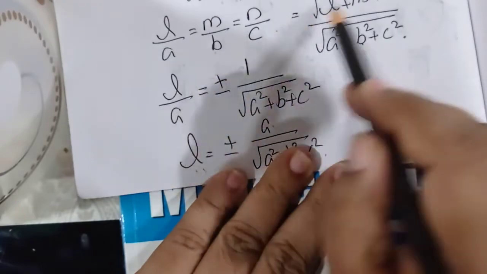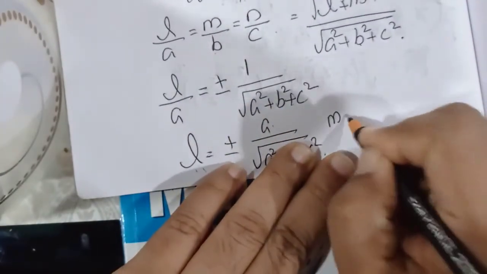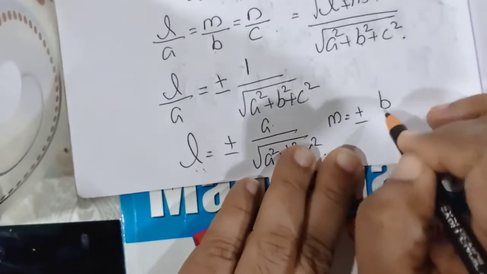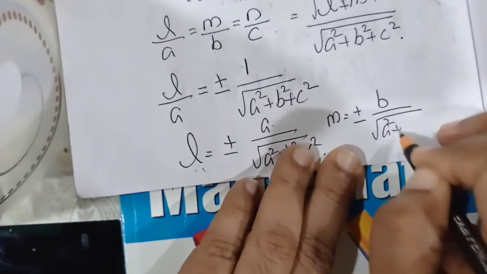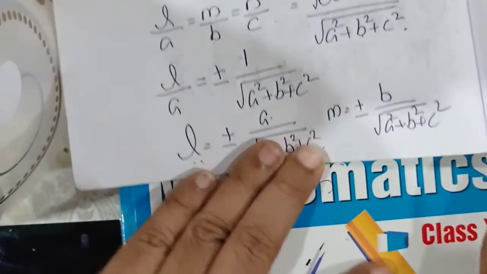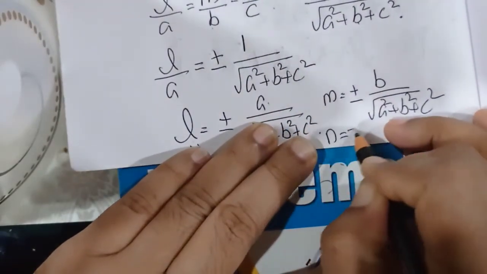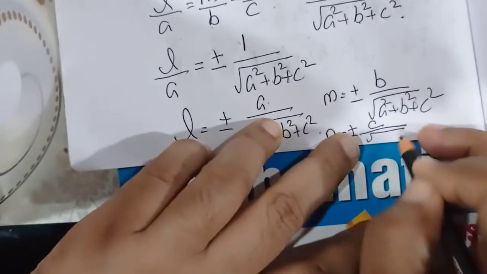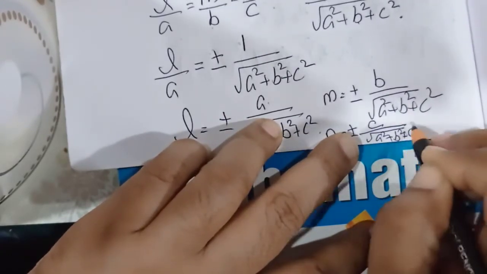If you take this m by b equal to the last one, you will get m is equal to plus or minus b by root of a square plus b square plus c square, right? Then the last one, n is equal to plus or minus c by root of a square plus b square plus c square. If the direction ratios are given, then you can find the direction cosine from this formula, where the sign should be taken all positive or all negative. Understand?